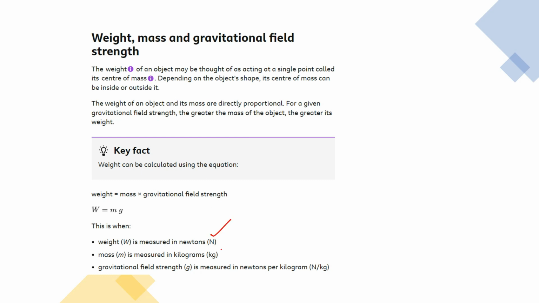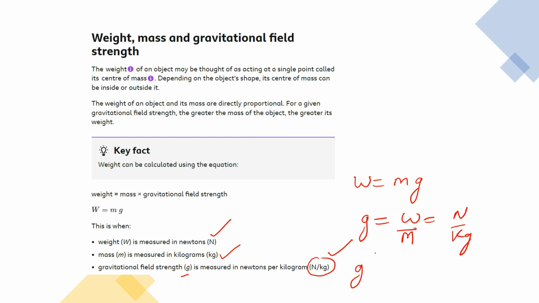Weight is always measured in newtons, mass is always measured in kilograms, and g, the gravitational field strength, is in newtons per kilogram, because weight is equal to mass times g. So if you make g the subject, it will be weight over mass. Weight is in newtons and mass in kilograms, so g's unit is 9.8 newtons per kilogram. This is an important equation.